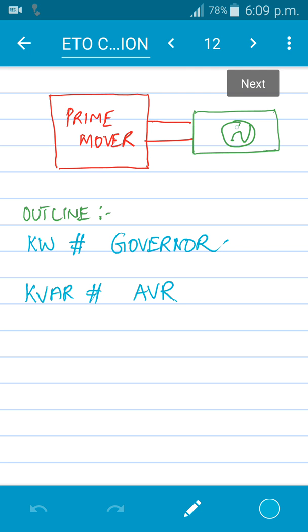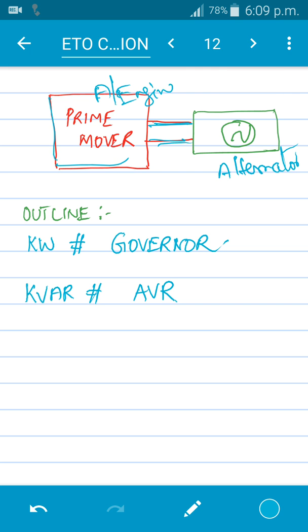Okay, consider this is an alternator. This is a prime mover coupled with the alternator, right? This is the engine. And before speaking about this, you have to keep in mind the kilowatt sharing is done by the governor, right? The reactive power sharing is done by the AVR.